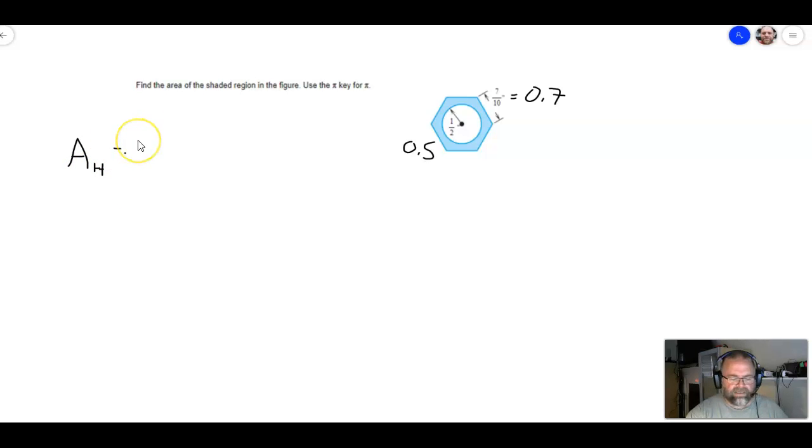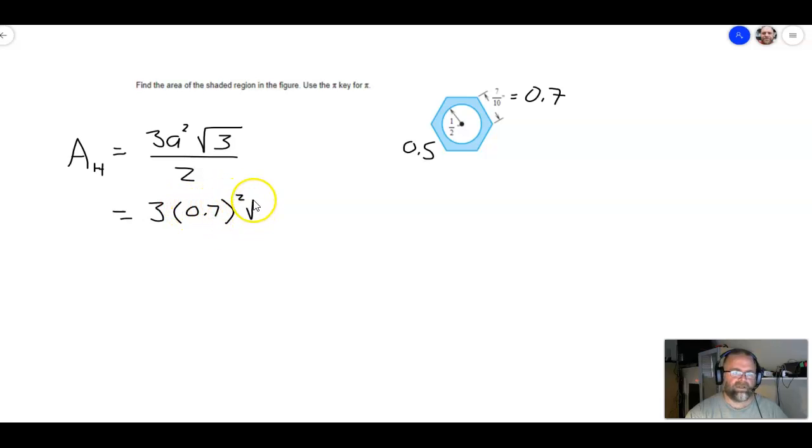The area of the hexagon is a crazy formula, but it is 3a squared times the square root of 3, all over 2. In this case, the a is the side length of the hexagon, so this is going to be 3 times (0.7) squared times the square root of 3, all over 2. So let's go ahead and do this in my calculator here.